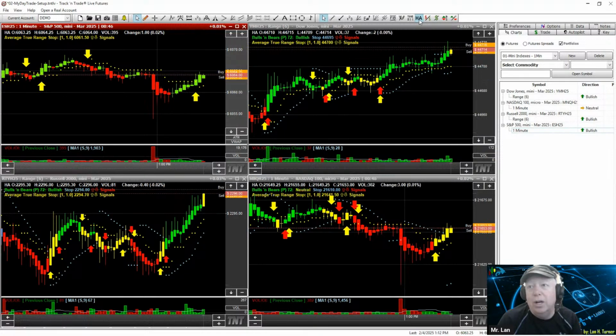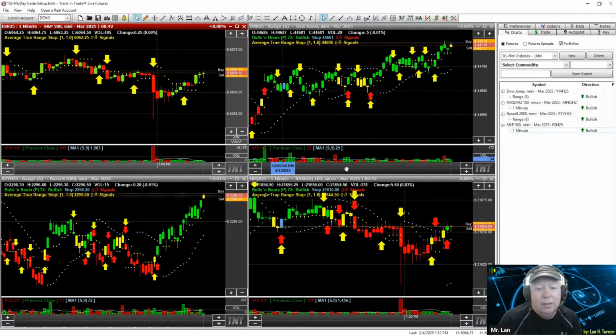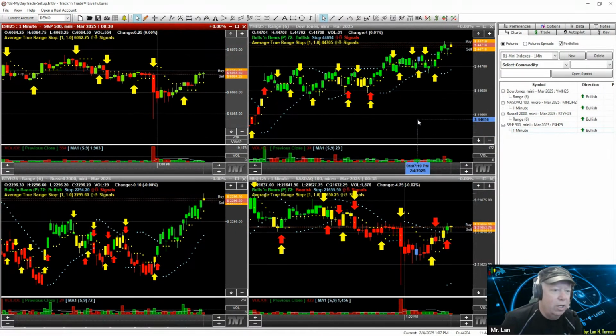I'm also using what we call a Heikin-Ashi bar. It's kind of what I call the cheat codes. If you turn that off, woo, charts are ugly. That's what they look like when you don't have the Heikin-Ashi on.